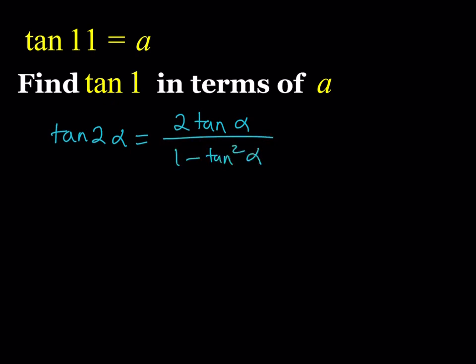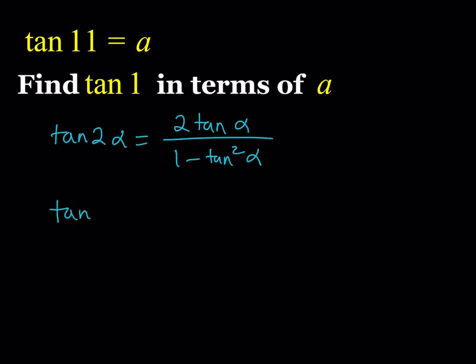And if you are wondering where that formula comes from, you can look at the sum formula for tangent, which is tangent of alpha plus beta, and replace beta with alpha, and then you're going to get the double angle formula, which is very, very helpful. Now, I'd like to use the 11 as my alpha. So that means I can find tangent 22. If tangent 11 is a, then we can find tangent 22, because 22 is 2 times 11. So in this case, our alpha is going to be 11.